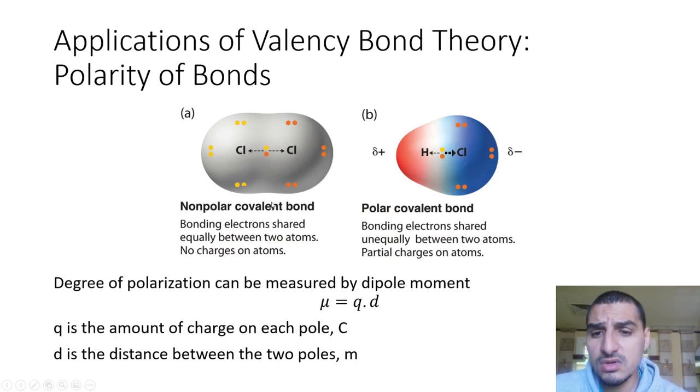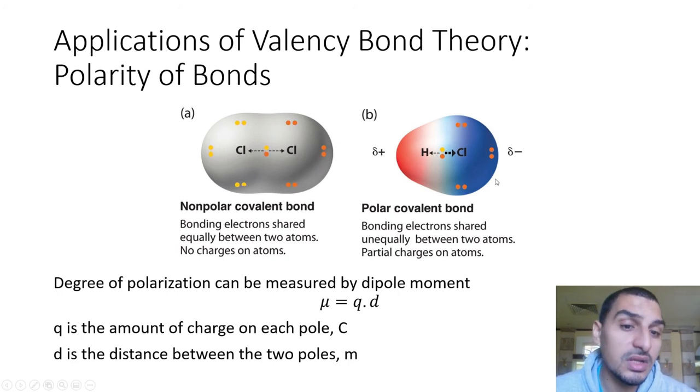This is exactly what we see here for two chlorine atoms. The bond is in the center, but here in the HCl, the chlorine has higher electron affinity and electronegativity, and that's why the electrons will spend more time here than they spend in the hydrogen atom. So it's not going to be a symmetric bond, and this results in the formation of a partial positive charge here and a partial negative charge here.